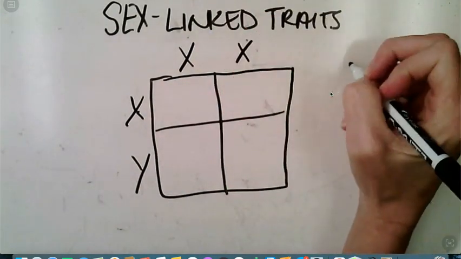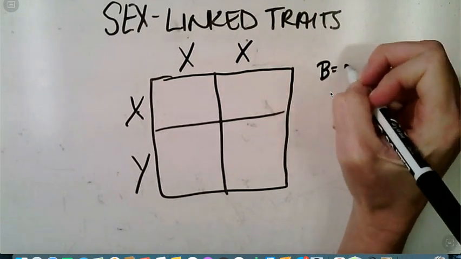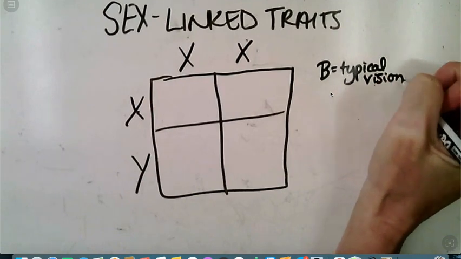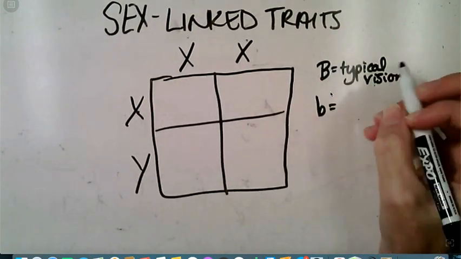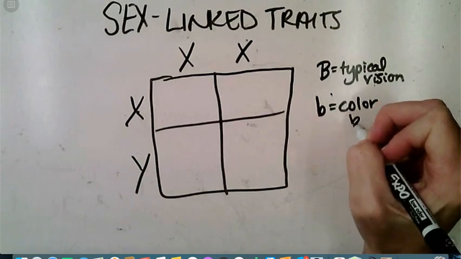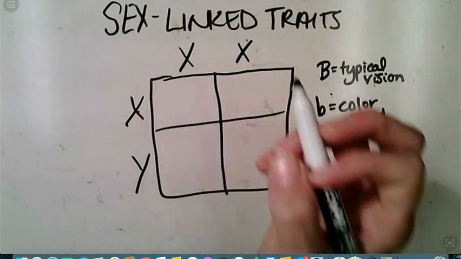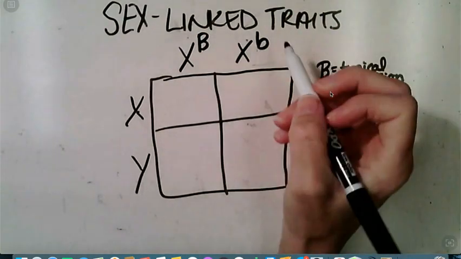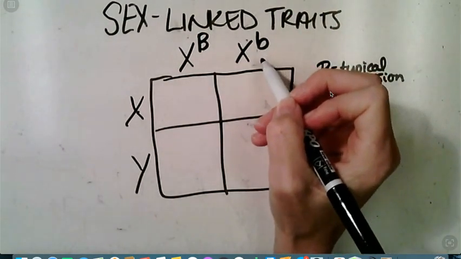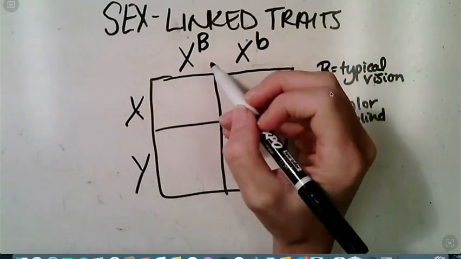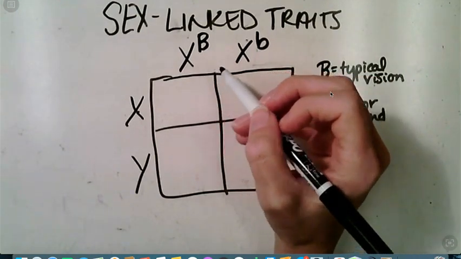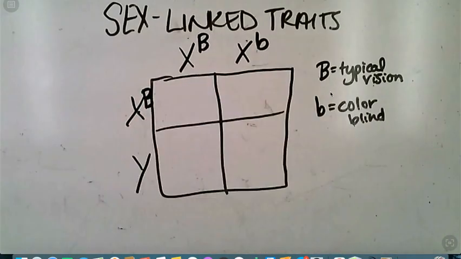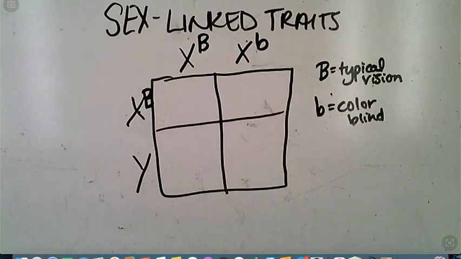So I'm going to use B for typical color vision, and then I'm going to use the little b, recessive, for color blindness. And I'm going to say a mom that is heterozygous, so she's a carrier. Remember the term carrier? That means that she doesn't have it, but she carries it. So she sees color vision, but her children could be colorblind. She marries a guy that has typical color vision. So that's how you'd set up your Punnett square.